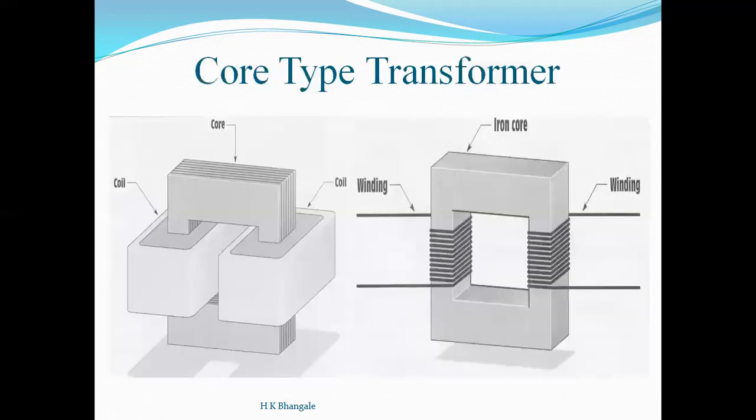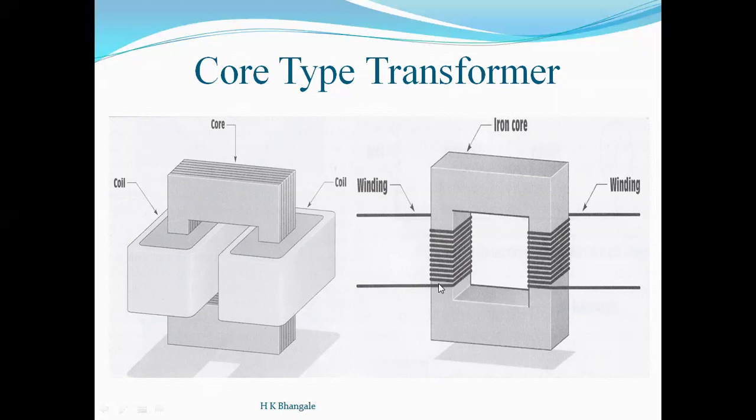Here the diagram shows the core type transformer. Here is the transformer core, and on both sides of this core there is a winding. This is the iron core, and on it there is one winding, and on the opposite side there is another winding. So it has a single magnetic circuit. This core type transformer has a single magnetic circuit.